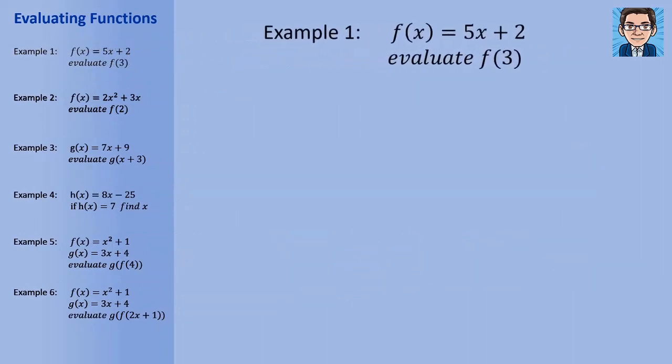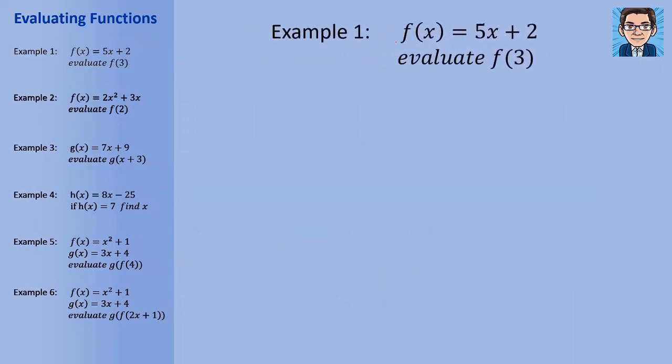First one's pretty straightforward. So we've got f of x is 5x plus 2. We're going to evaluate f of 3. So f of 3, we're going to put 3 in for x. 5 times 3 plus 2, or 15 plus 2, and we simply get 17. So f of 3 is 17.